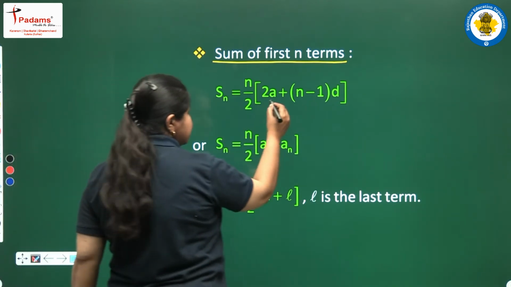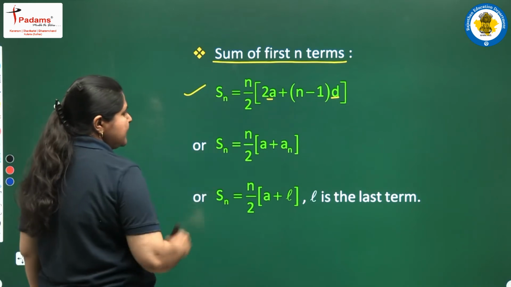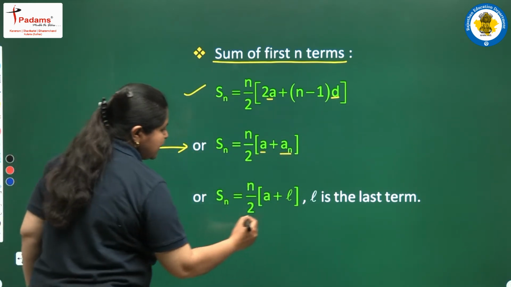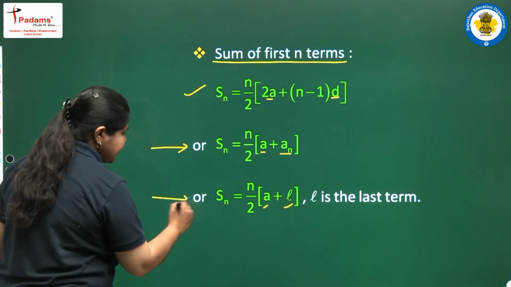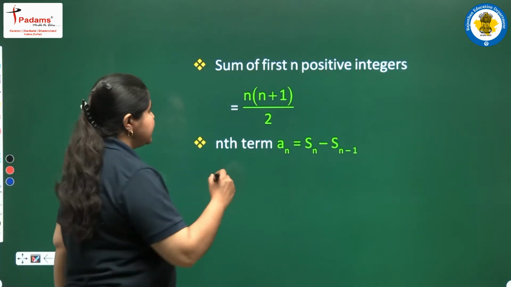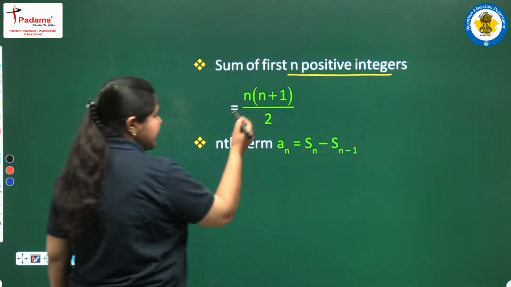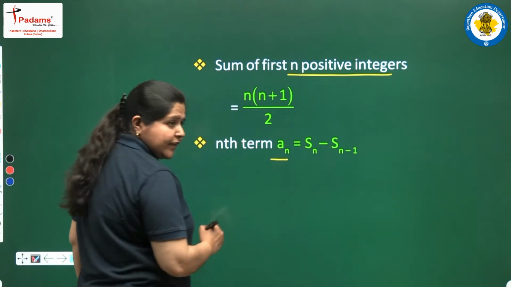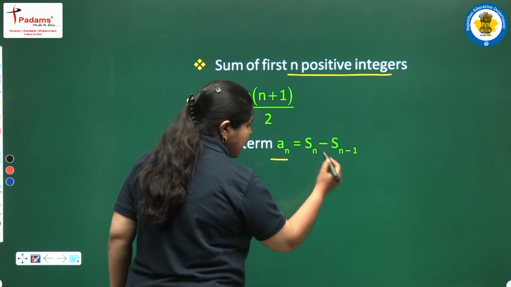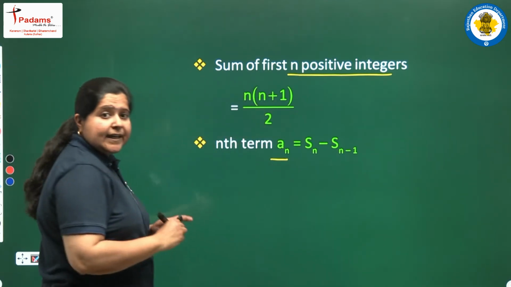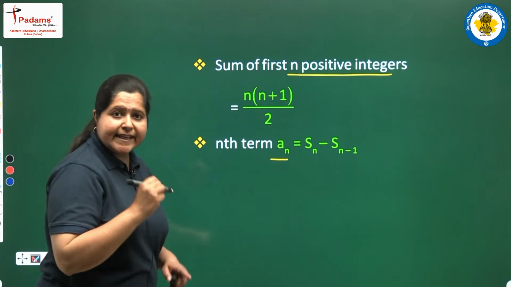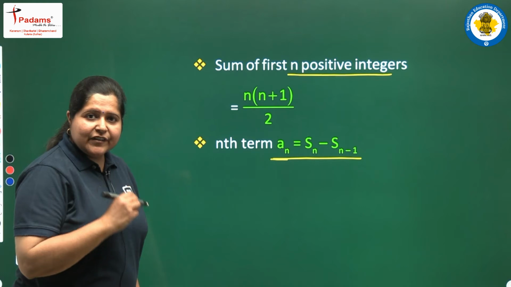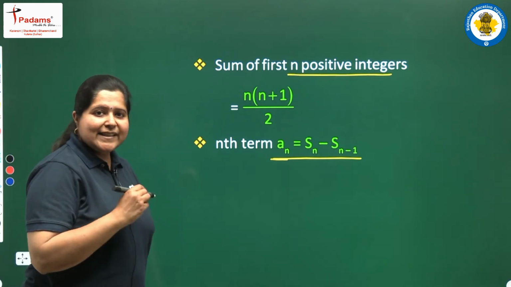If we know the first term and the common difference, we take up this formula. If we know the first term and the nth term, we select this one, and if we know the first term and the last term, we select this formula. Also remember that the sum of first n positive integers is given by n into n plus 1 by 2, and the general nth term an is also given by this relationship Sn minus Sn minus 1. Here we are connecting the nth term with the sum of first n terms using this formula. So, with the help of all these formulae, we will be doing question number 9 to 13 in this exercise.